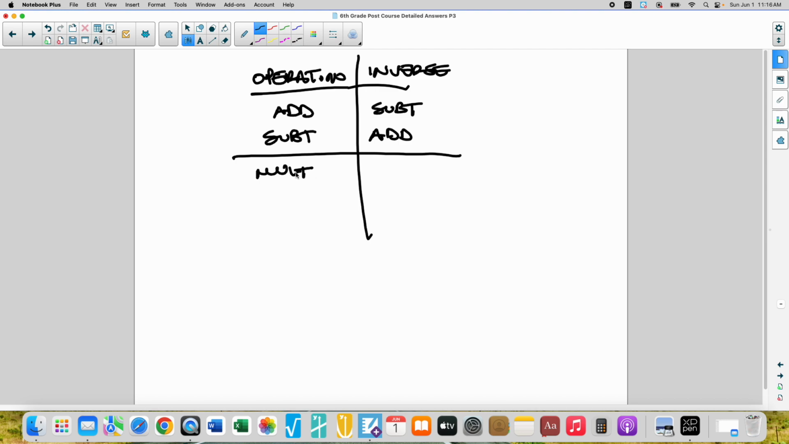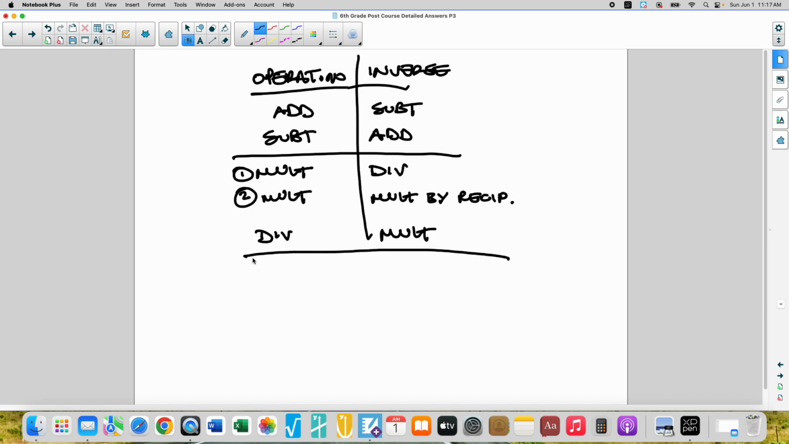Multiplication, the inverse of multiplication is definitely division. That's the easy one. But there's another inverse for multiplication, which is multiplying by the reciprocal. So reciprocal is another form of an inverse of multiplying. And then the other one is division. The inverse of division is multiplication. So those are really easy.